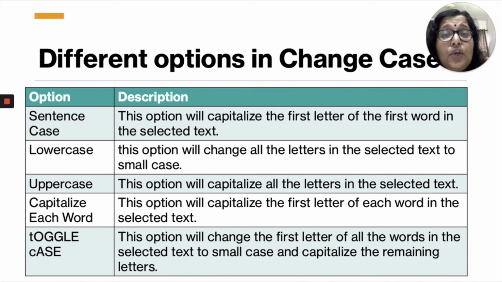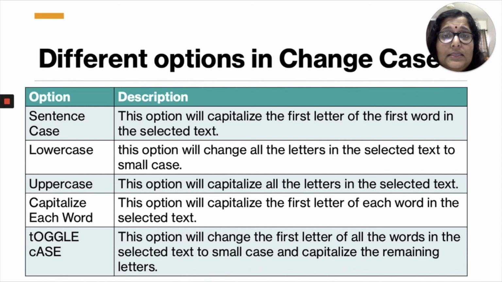Next one is lower case. This option will change all the letters in the selected text to the small case. That is, if you have a few capital letters and small alphabets in the sentence that you have selected, if you go for the lower case option, all will be converted into the lower case alphabet.